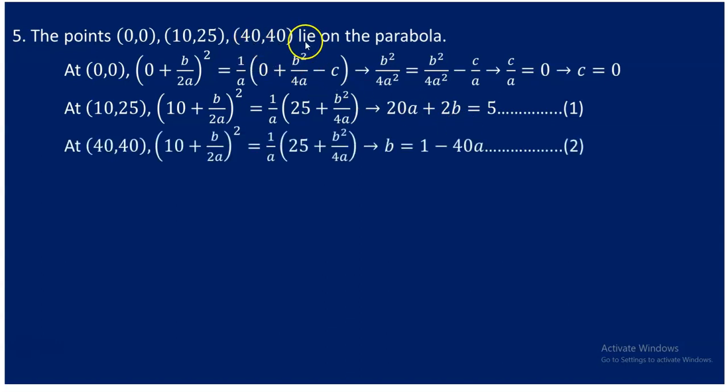We are also given that the point (40, 40) lies on the parabola. So again, in place of x and y we are supposed to substitute this 40, 40. Dear students, I simply copied this one and pasted it here, but please make a correction. In place of 10 use 40 again. In place of 25 please use 40 again. After simplifying all this you will finally obtain b to be 1 minus 40a.